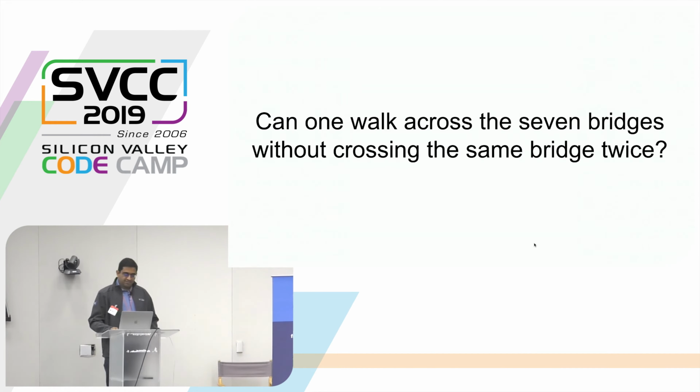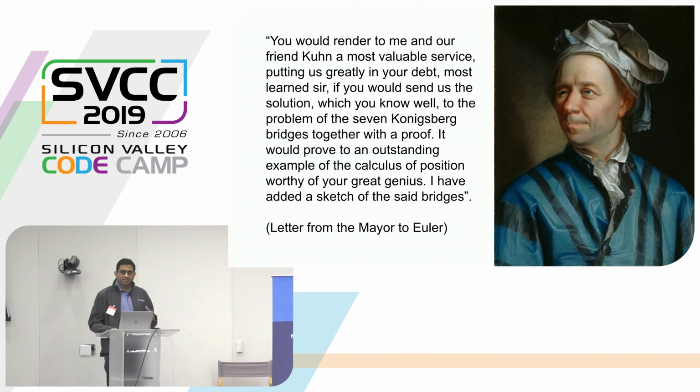Every Sunday morning, as the residents took their morning walk, they were curious about the following question. Can one walk across the 7 bridges without crossing the same bridge twice? That is, can one walk across the 7 bridges by crossing each bridge exactly once, without repeating any bridge more than once, and without missing out on any bridge? This question was intriguing enough for them that they took it up with the mayor. The mayor was not a mathematician himself, so he wrote to the most famous mathematician of that time, Leonhard Euler, requesting him to solve the problem.